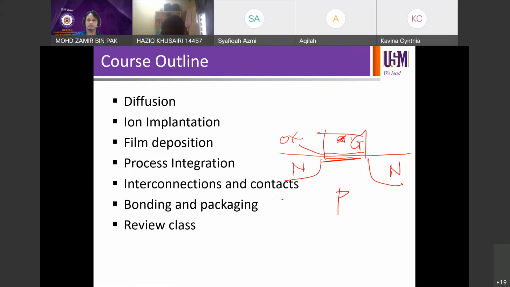Gate. So later you're going to have to connect your features to the respective contacts or metals. So this will be the interconnects involved. Okay, once you have finished making the main features, the active device, you're going to start to do your interconnect to extract the currents and stuff like that. Okay, so then bonding and packaging, and then we're going to have a review class after that.